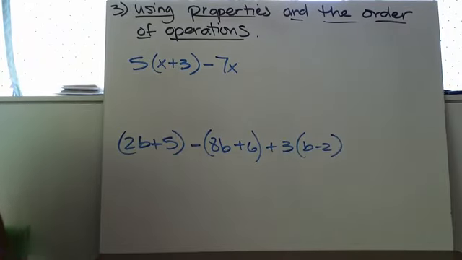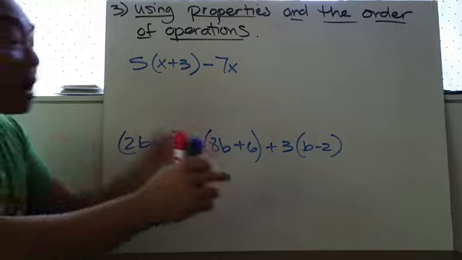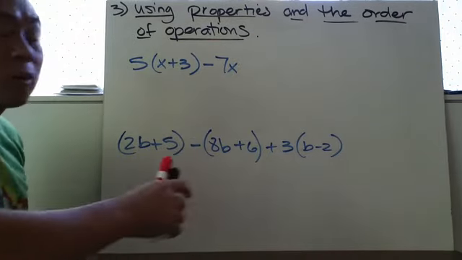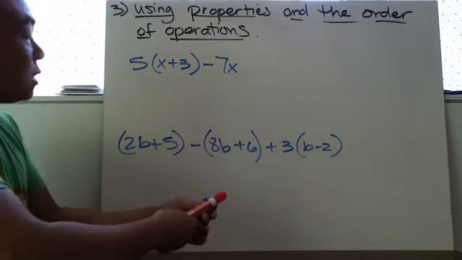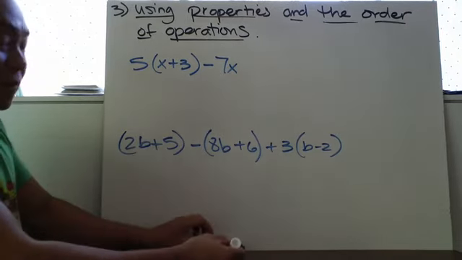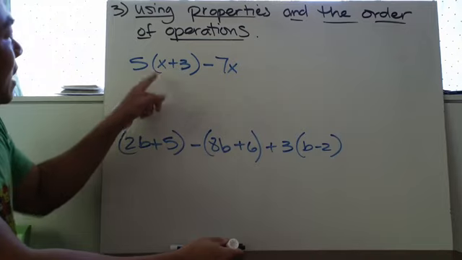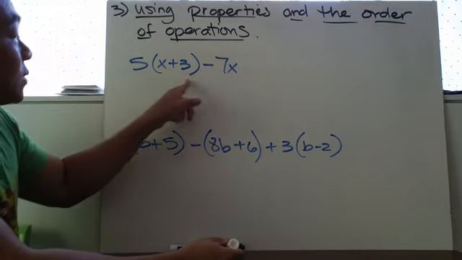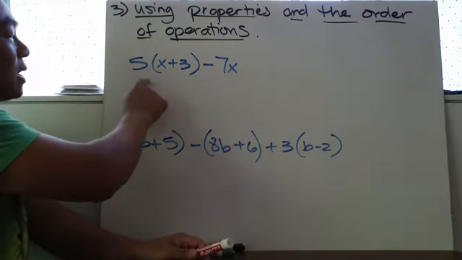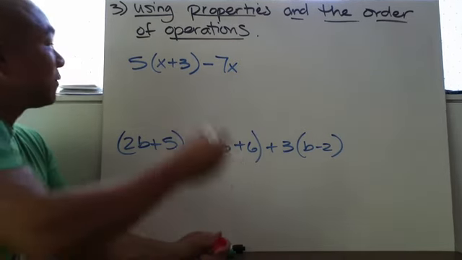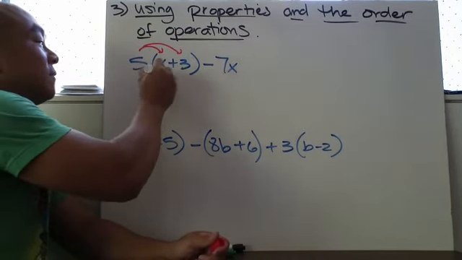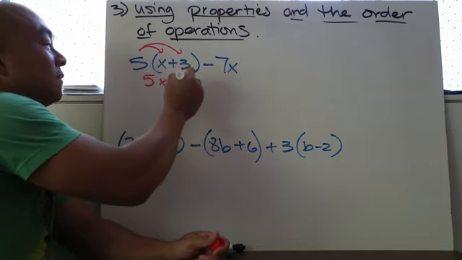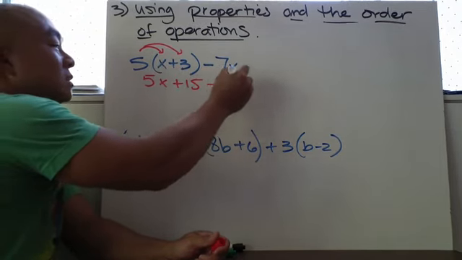Okay, now we're going to go ahead and combine certain things like properties and the order of operations, and we're also going to be able to combine like terms as well. So let's look at this part right here. So we're going to first of all look at this problem, and you have 5 times the quantity of x plus 3 minus 7x. So we're going to go ahead and do the distributive property here first. So 5 times x, 5 times 3, so it's going to give us 5x plus 15 minus 7x.